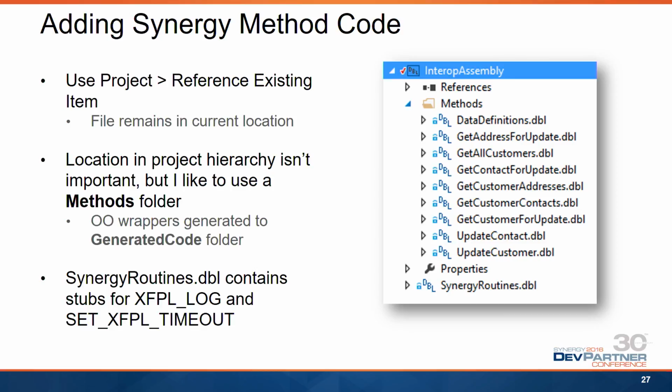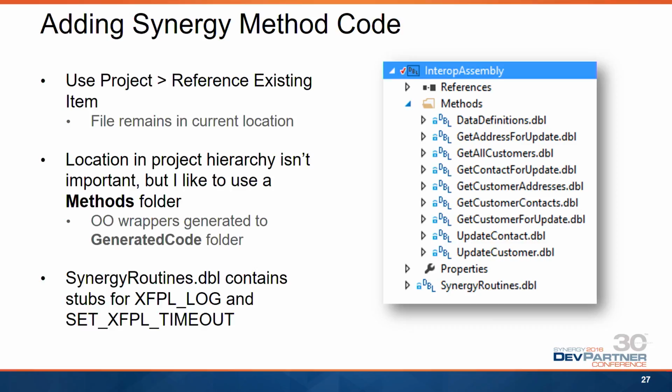And then basically when you do a build, Visual Studio will create a generated code folder, and it will put the code that it generates in that folder. So I like to keep things separate, but you don't have to. You can put the code anywhere in the project, but I like to keep the two things separate. You'll notice also it generates a Synergy routines.dbl. It contains a couple of stubs for the old xfPL log and set xfPL timeout routines that the xfNetLink client used to provide, just in case your code calls those. They don't do anything, but it just allows the code to still carry on building.